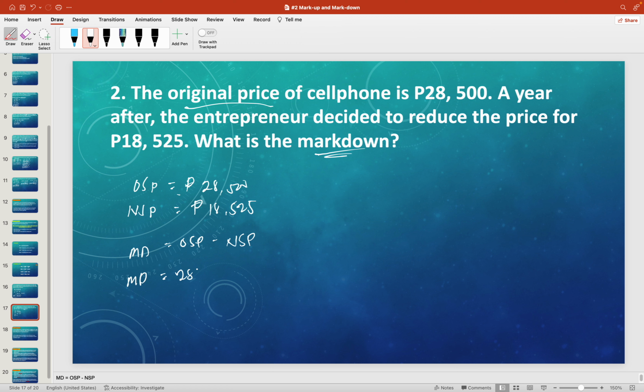We have 28,500 minus the new selling price, 18,525. On your calculator, we have 28,500 minus 18,525. That is equivalent to 9,975 pesos. So, from 28,500, naging 18,525. And then yung markdown natin from those prices is 9,975 pesos. Okay? So, that is for the markdown.